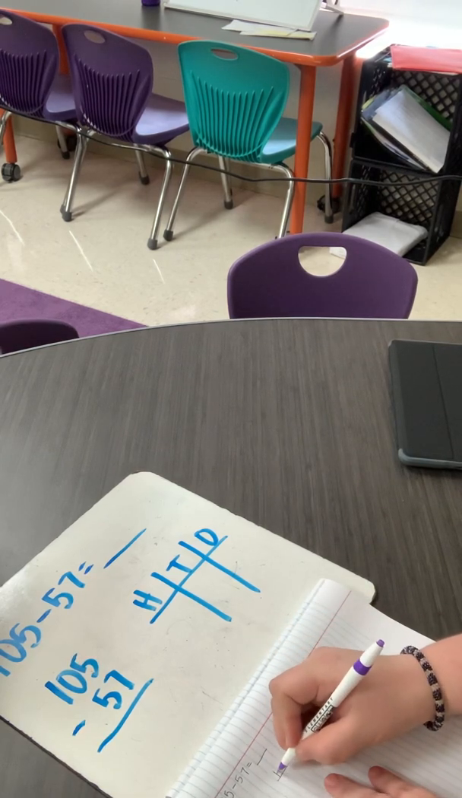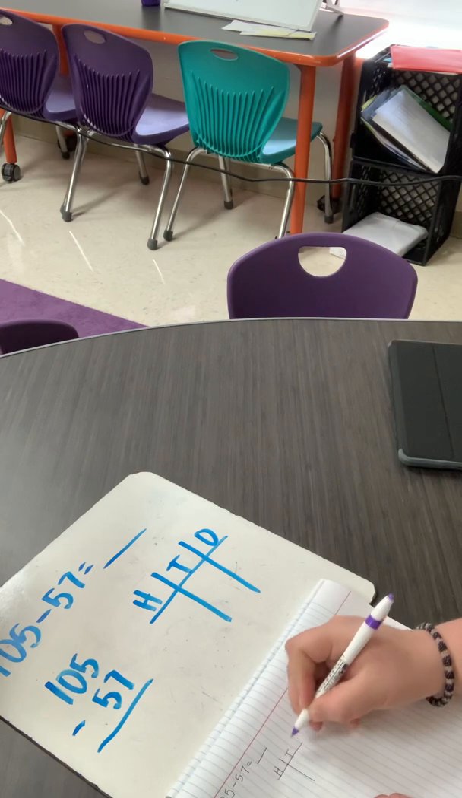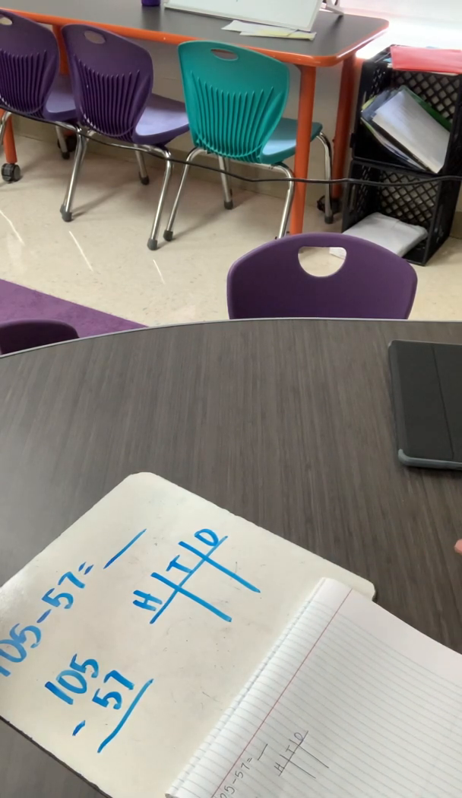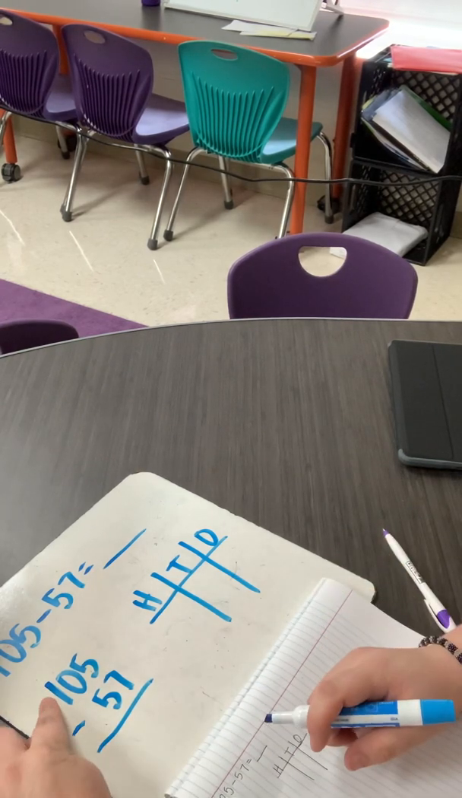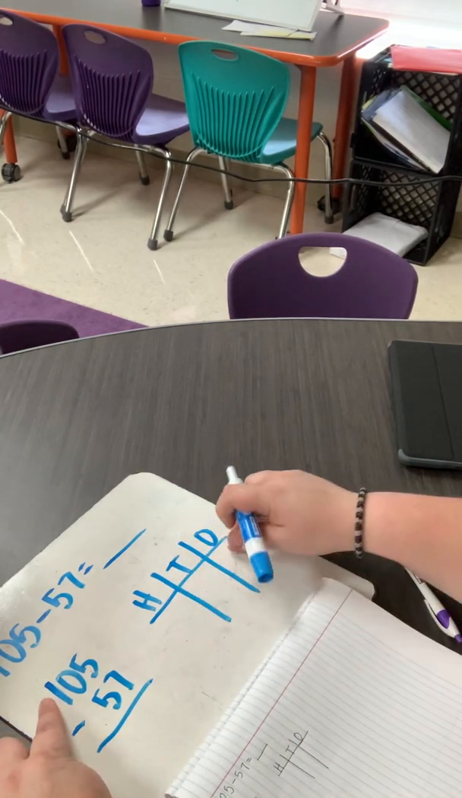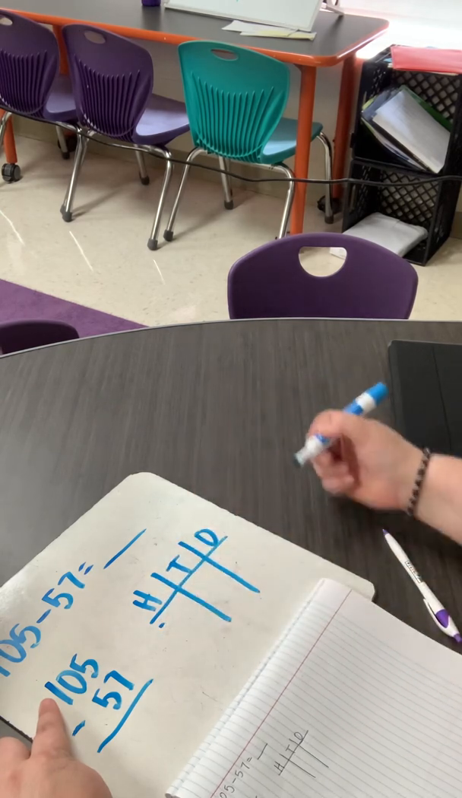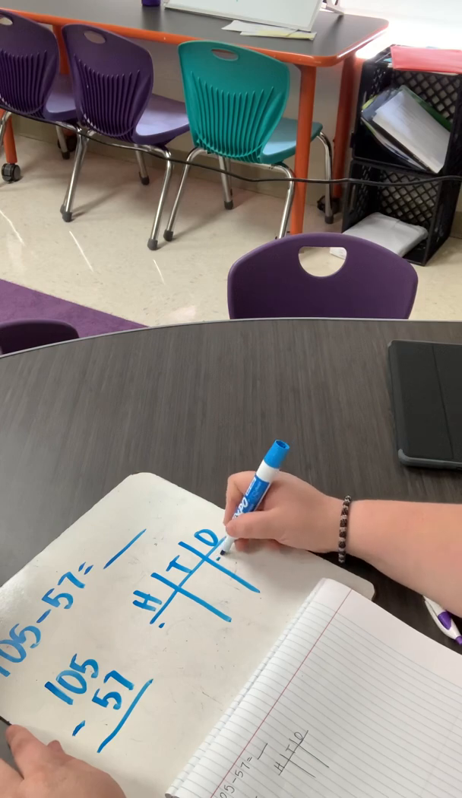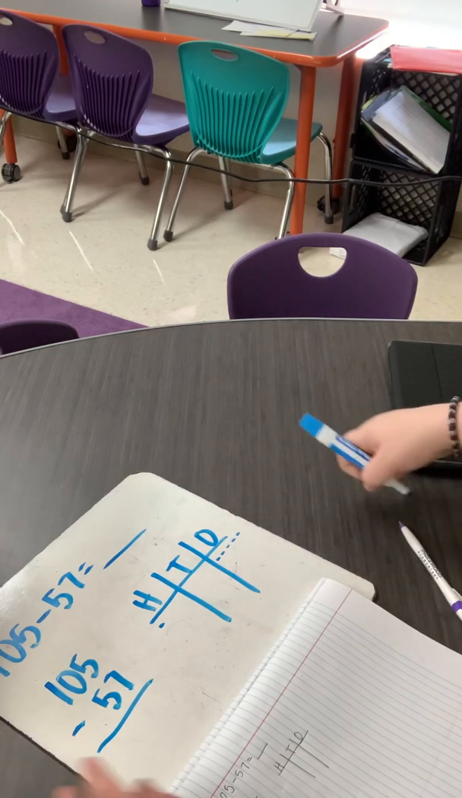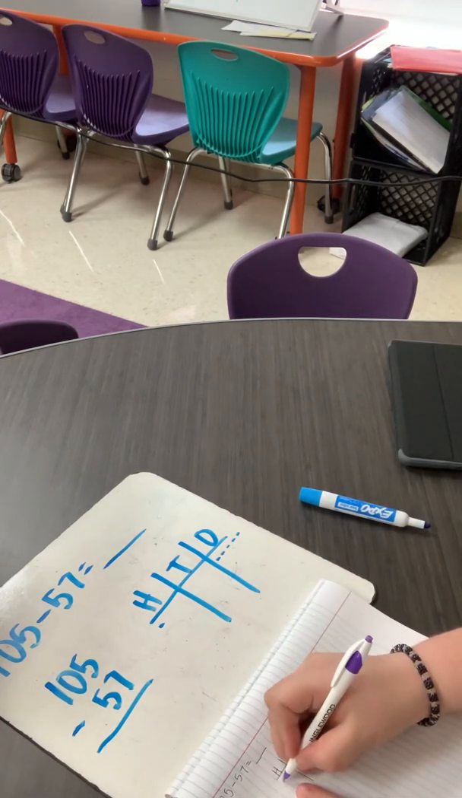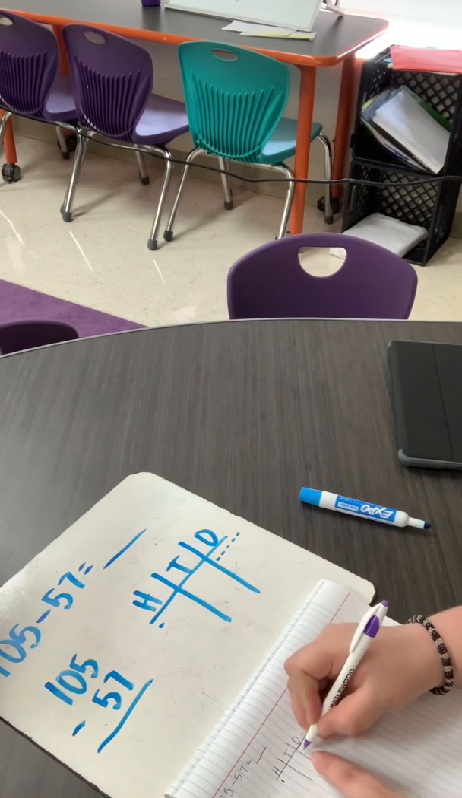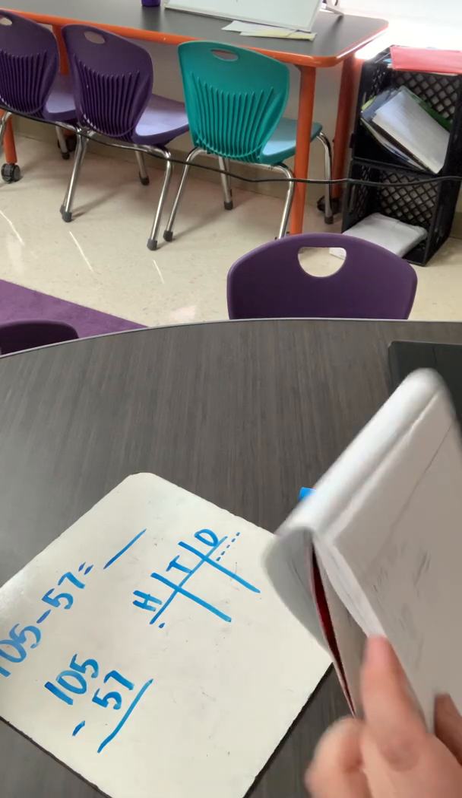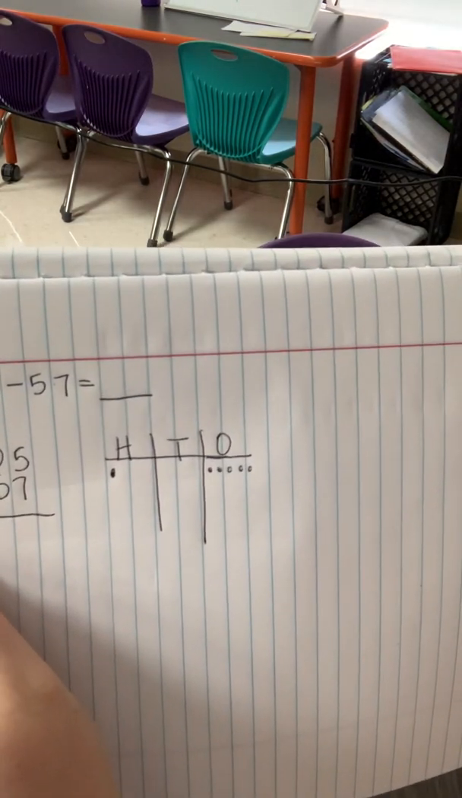So we have hundreds, tens, and ones. Okay, so we're going to start off by placing our big number on our place value chart. I have 1 hundred, I have 0 tens, and 5 ones. 1, 2, 3, 4, 5. So on my paper, I have 1 hundred, 0 tens, 1, 2, 3, 4, 5. Kind of see it there.